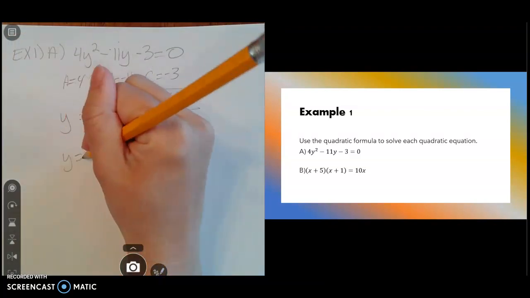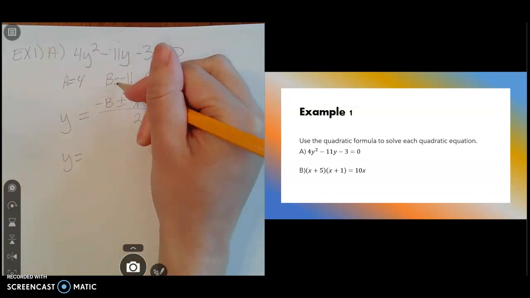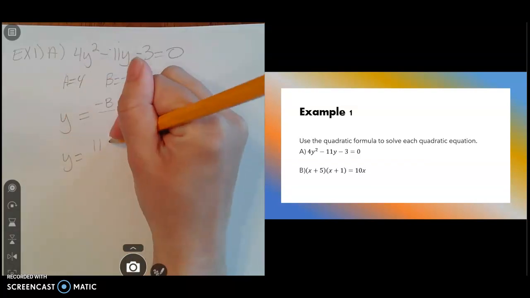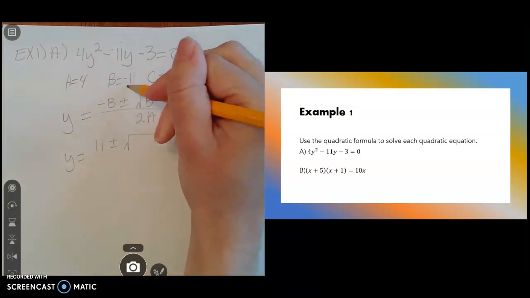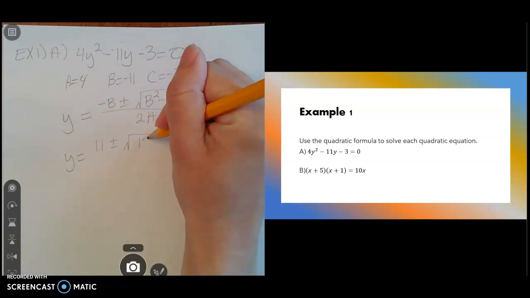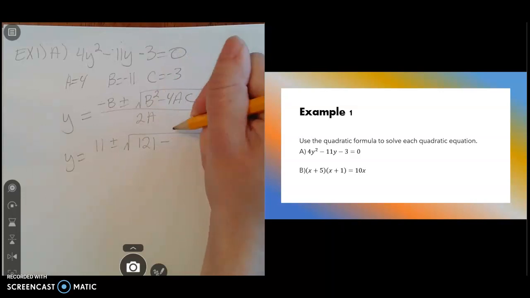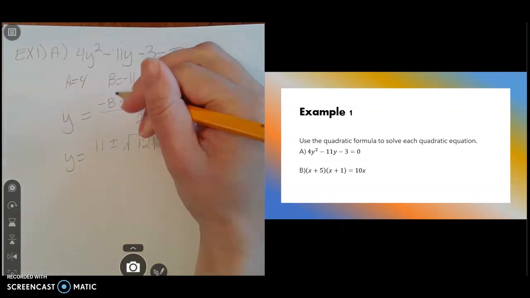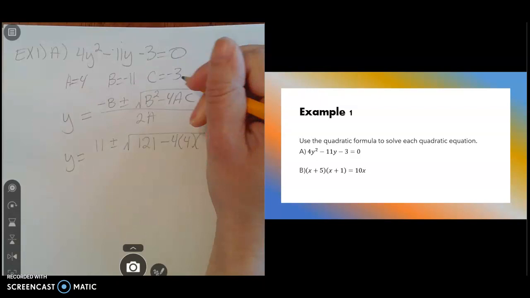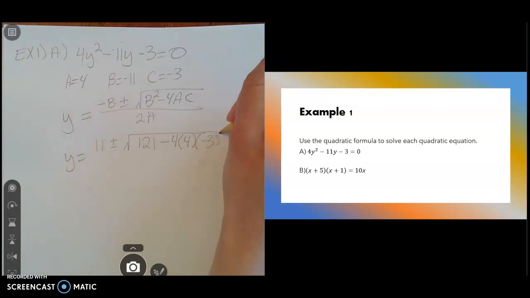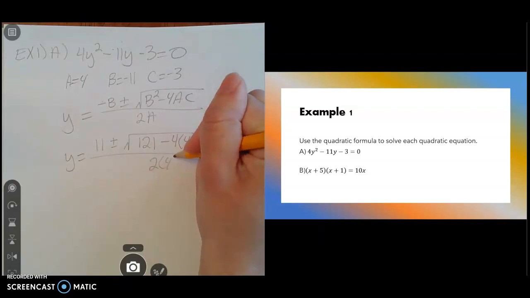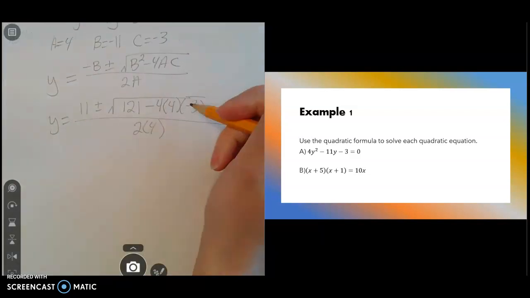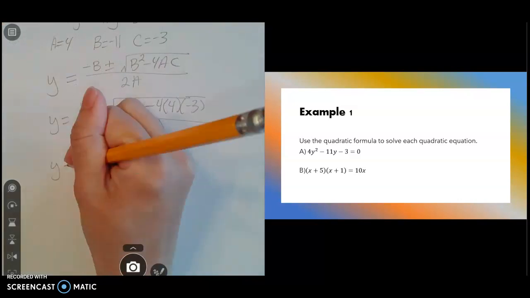Okay? So the opposite of b would be the opposite of negative 11, which is positive 11, plus or minus the square root. Then I've got b squared, so negative 11 squared is negative 11 times negative 11, which is positive 121, minus 4 times a, which is 4, times c, which is negative 3, all over 2a, so 2 times 4. Okay? Let's go ahead and do some of this multiplication so we can simplify.